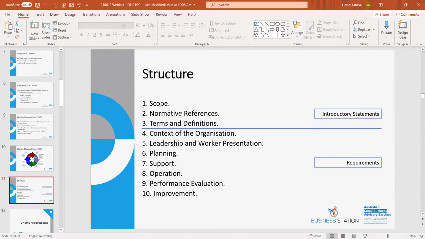The first 3 sections of the standard are really the introductory statements, what the standard is, how to apply it, the terms and definitions used throughout the standard, and then sections 4 to 10 are the requirements. So this is the doing part. This is what you're going to be assessed on if you're looking to get your ISO certification for safety. You're going to be assessed on your understanding, your policies, procedures, your planning, your doing of these sections of the standard, which we're going to go through.